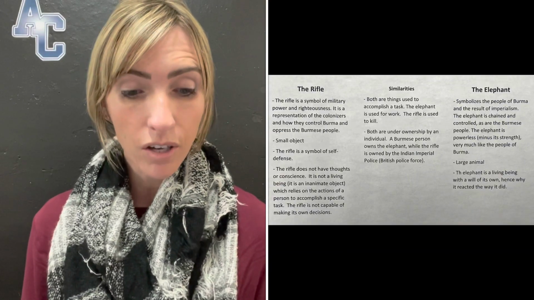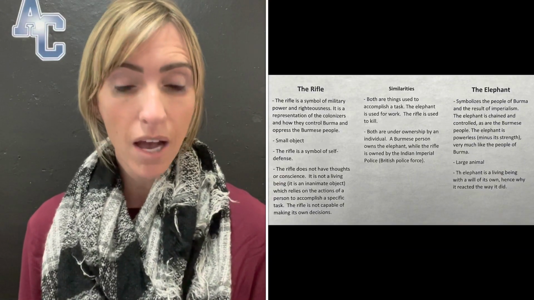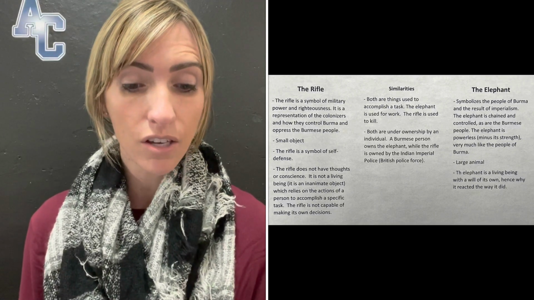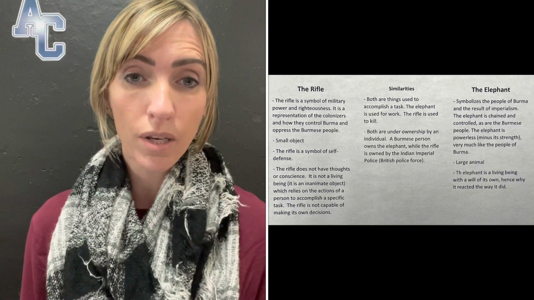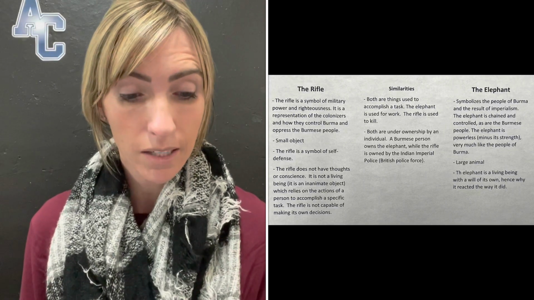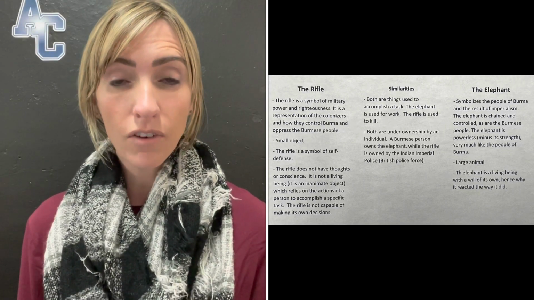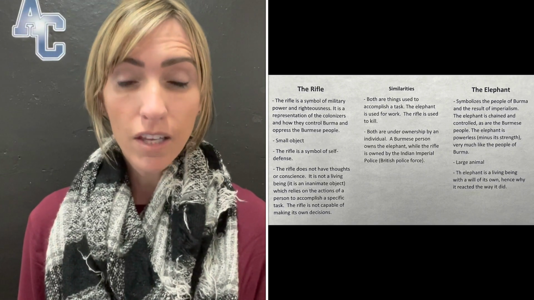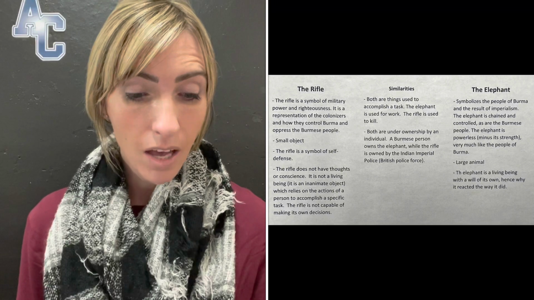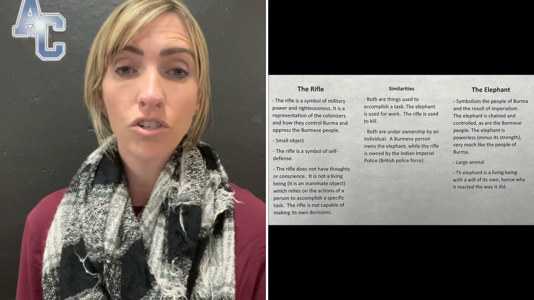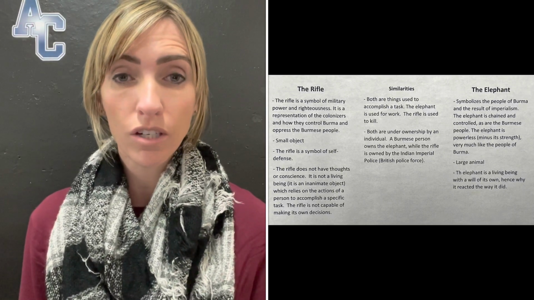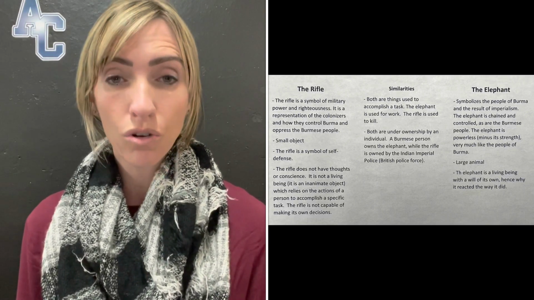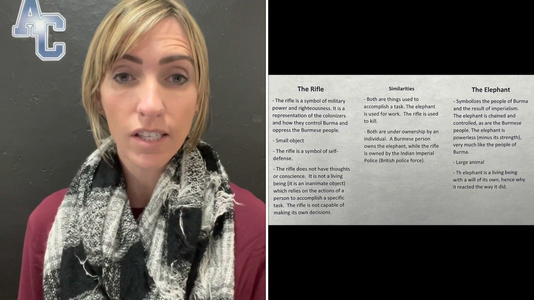Okay, so the rifle. The rifle is a symbol of military power and righteousness. It is a representation of the colonizers and how they controlled Burma and oppressed the Burmese people. So this is a very important point. The gun, the rifle, is obviously a small object as compared to the elephant, which is large. The rifle is a symbol of self-defense. The rifle does not have thoughts or a conscience. The rifle is an inanimate object. It is not alive. It relies on the actions of a person to accomplish a specific task, so obviously firing the gun.